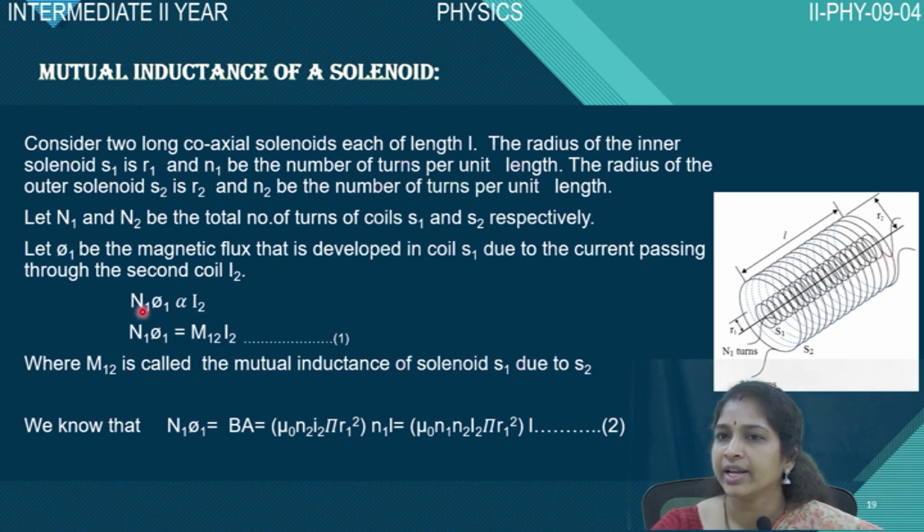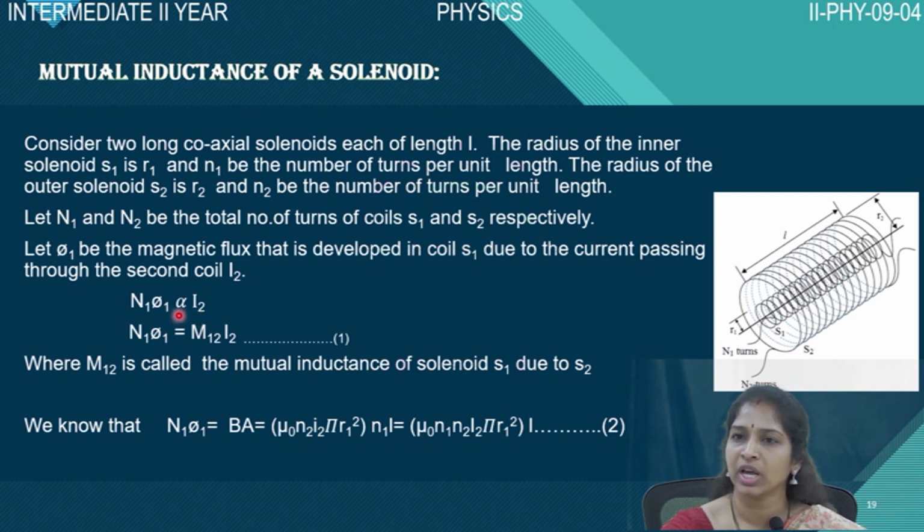So what can we write? N1 phi1 is directly proportional to I2. I2 is the current passing through the second coil or second solenoid. Due to that, flux is generated in the first solenoid. And the number of turns in the first solenoid is N1. So the total flux developed in the first solenoid is N1 phi1, which depends on the current passing through the second solenoid. So I can write N1 phi1 is directly proportional to I2.